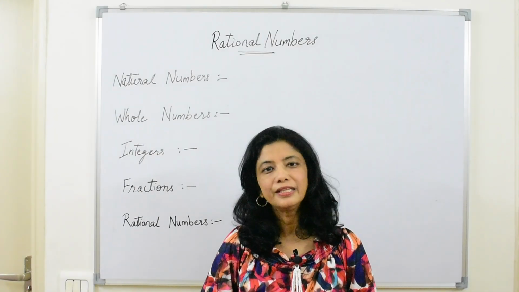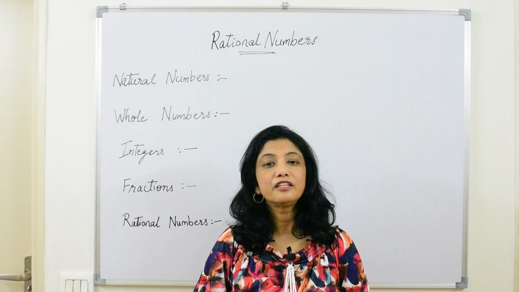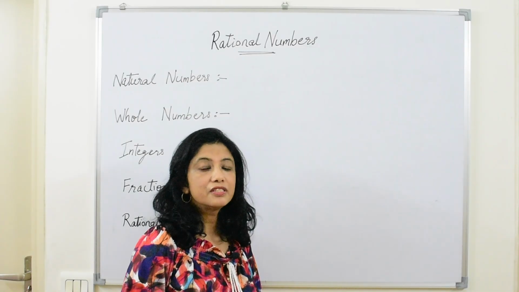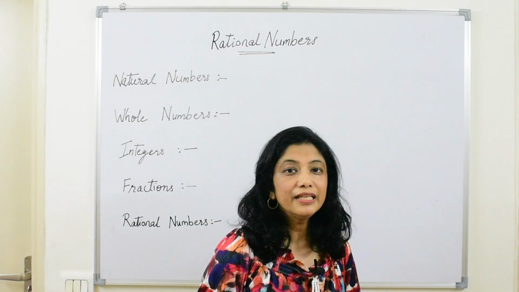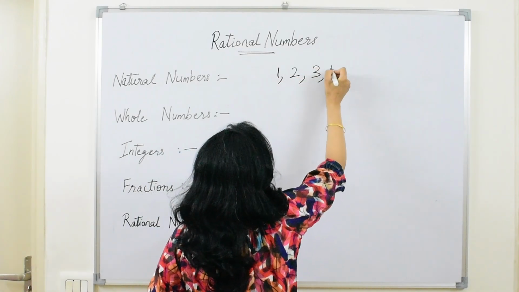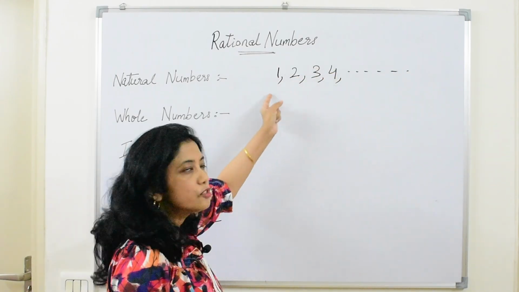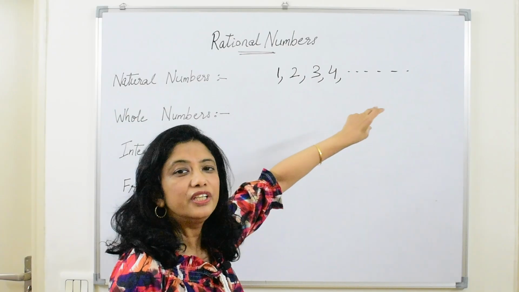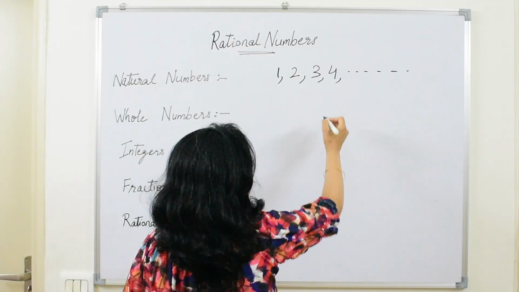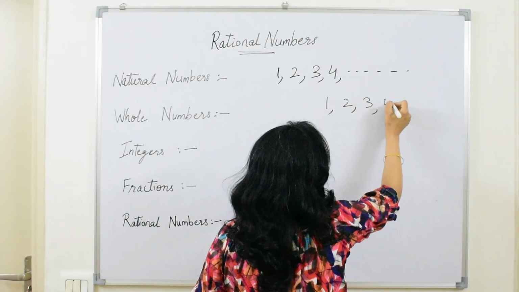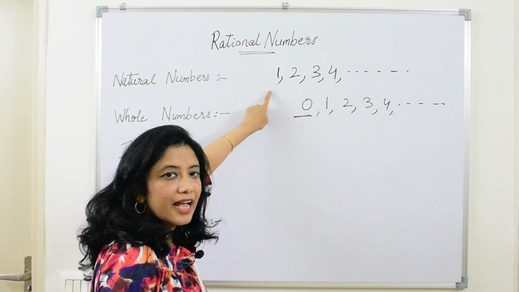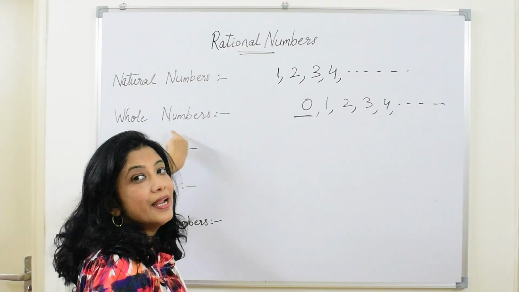Today we will study about rational numbers, but before that let us study the different types of numbers we have done earlier. When we started learning about numbers, we were introduced to counting numbers. Counting numbers were natural numbers: 1, 2, 3, 4 and it goes on. Then to these natural numbers we introduced 0. This 0 was added to the natural numbers and they were called whole numbers.